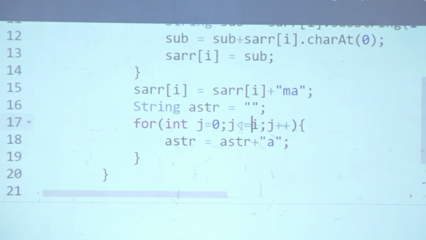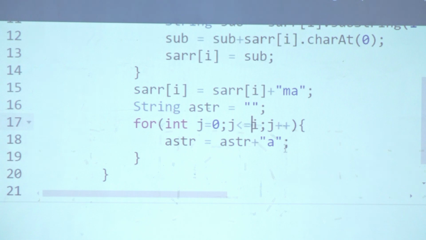So first time i is 0. Yes, no. So j will start at 0. j is less than or equal to i. Yes. So I'll add an A. One A only. First word only one A. Agreed or not? Okay. Second time i will be 1. So how many A's? 2, no? First time 0, then 1. Okay. So my aStr is also done.